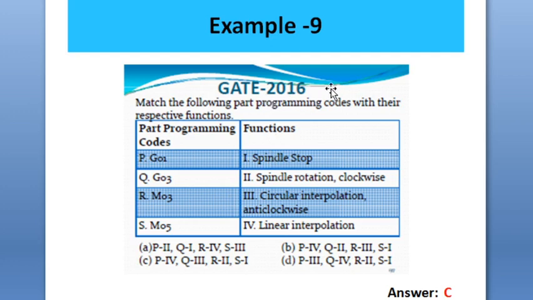Then example problem 9. It was asked in 2016. Here also, match the following. The left side has some of the G codes and M codes. The right side has the explanation for the corresponding codes.